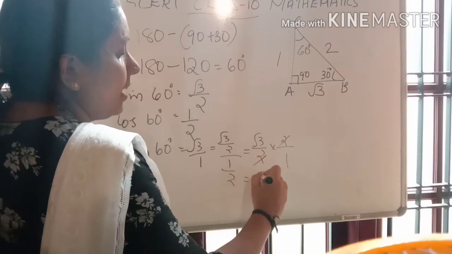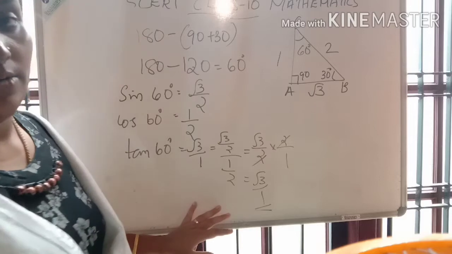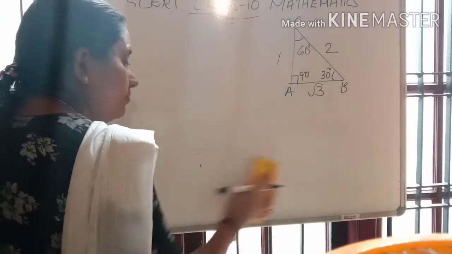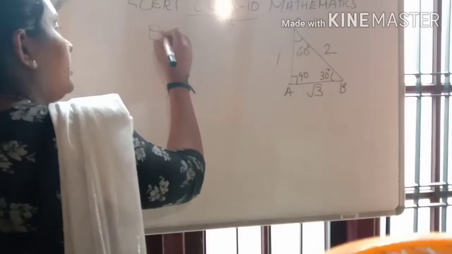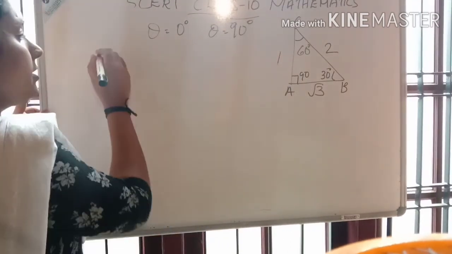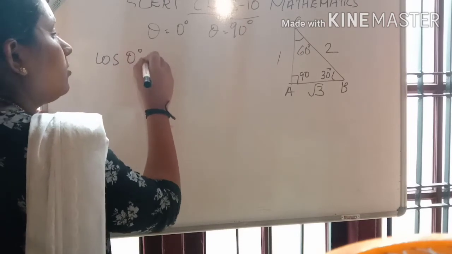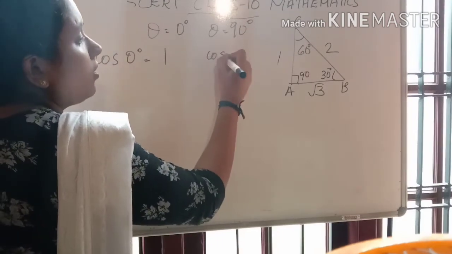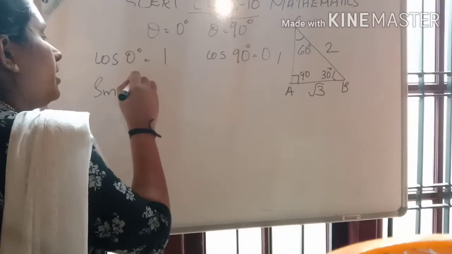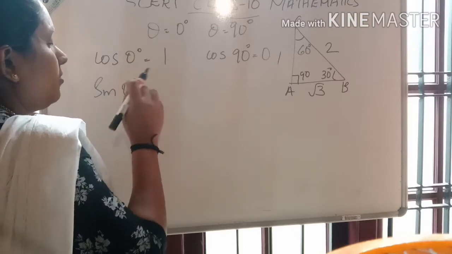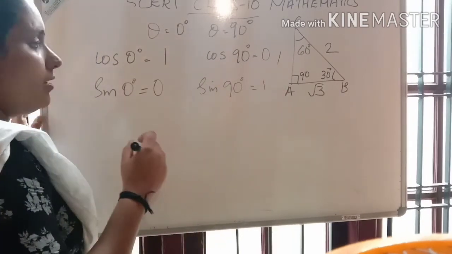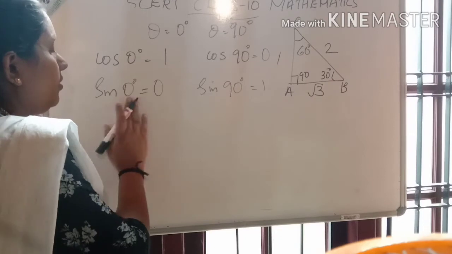Okay. Next angles are theta equal to 0 degree and theta equal to 90 degree. If theta equal to 0 degree, cos 0 is 1, cos 90 is 0, sin 0 is 0, sin 90 is 1. Next, tan 0 is equal to sin theta by cos theta, 0 by 1, that is equal to 0.